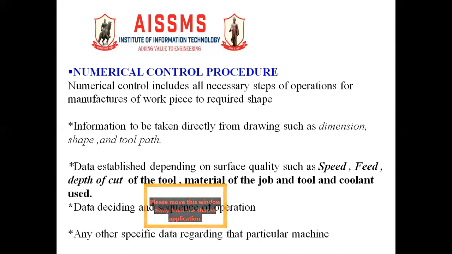Next is the cutting tool. The cutting tool has three orientations: left hand tool, right hand tool, and neutral tool. It comes in different materials, that is HSS or tungsten carbide. And coolant is used. Coolant is generally used to reduce the heat between the cutting tool and the workpiece. And then the data decides the operations.